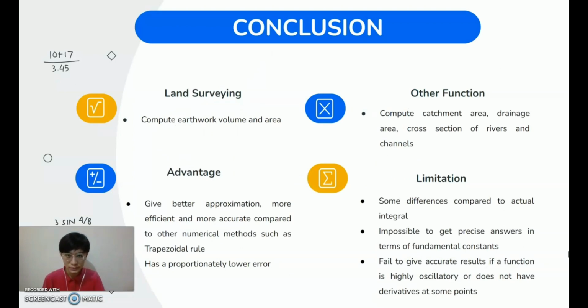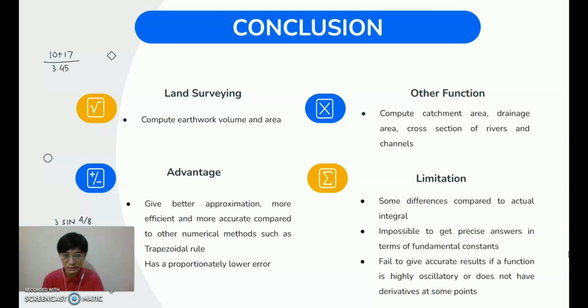The main function of Simpson rule is land surveying. It is used to compute volume and area. Another function is to compute catchment area, drainage area, cross-section of rivers and channels. The advantage of Simpson rule is it gives better approximation, more efficient and more accurate compared to other numerical methods, such as trapezoidal rule. It has a proportionally lower error.